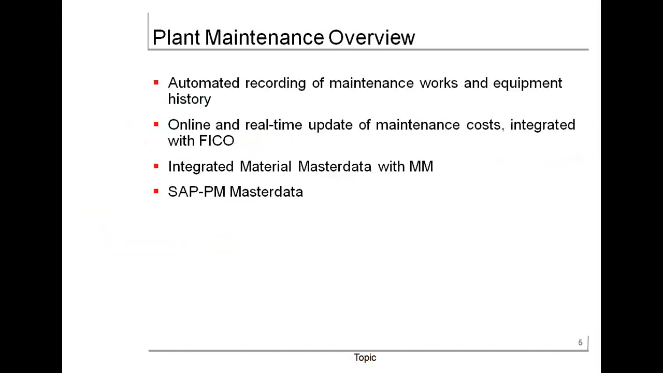Plant maintenance overview: automated recording of maintenance works and equipment history. That means whenever you do any maintenance activity, it is automatically recorded in the equipment history. Say after 6 months, if you want to see the equipment performance, you can go ahead and see all the equipment history: what activities were performed at what intervals, when the equipment broke down, and what maintenance we carried out. Everything is automatically stored in that particular equipment.